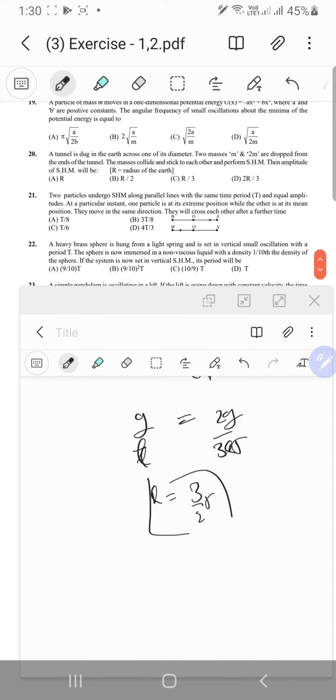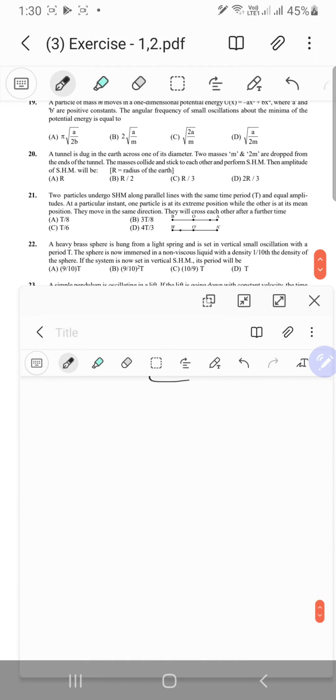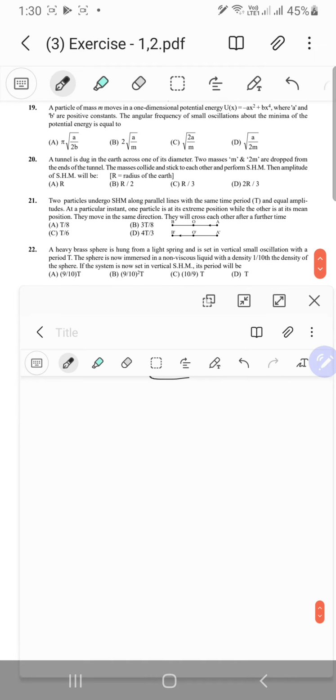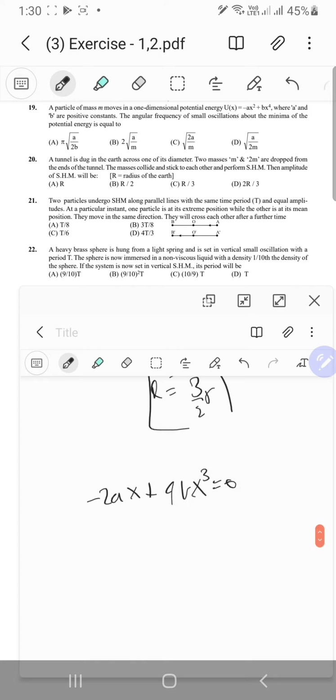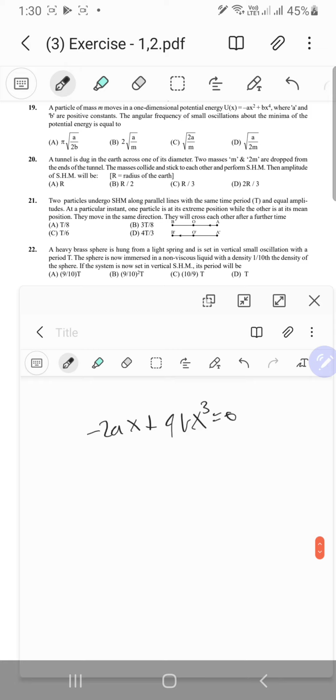Next question. A particle of mass m moves in one-dimensional potential energy. We need the angular frequency of small oscillation about the minima of the potential energy. First of all, we need to find where this minima is. So the derivative should be 0, which means minus 2ax plus 4bx cubed equals 0. Well, x equals 0 is one solution, but that doesn't make sense.